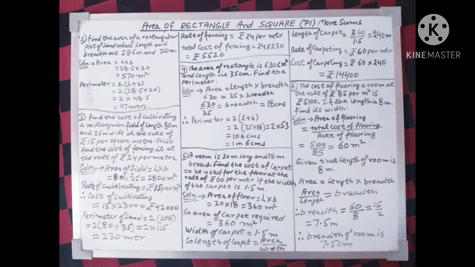And we are given that length of the floor is 8 meters. So we can calculate the breadth of the floor as area divided by the length. That is 60 divided by 8, which will give us 7.5 meters. Hence, the required breadth of the floor is 7.5 meters, right?